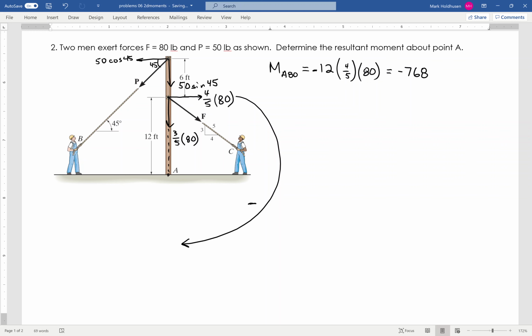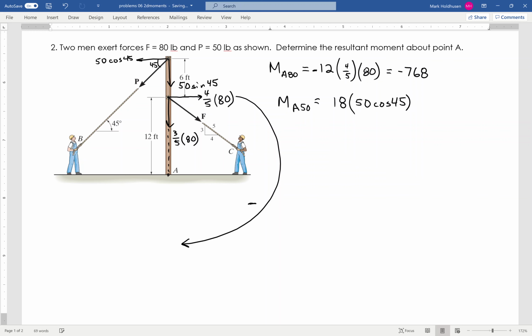Now I'll do the same thing for P. I'll call that moment about A of 50, that force P there. Again, that vertical component goes right through point A. There's 0 horizontal distance between the point and that force, right? So if it's 0, there's no moment due to the vertical force. That vertical force goes right through A. So I only concern myself with the horizontal component. So I'm going to take that vertical distance, which is 18, times the horizontal force, which is 50 cosine 45.